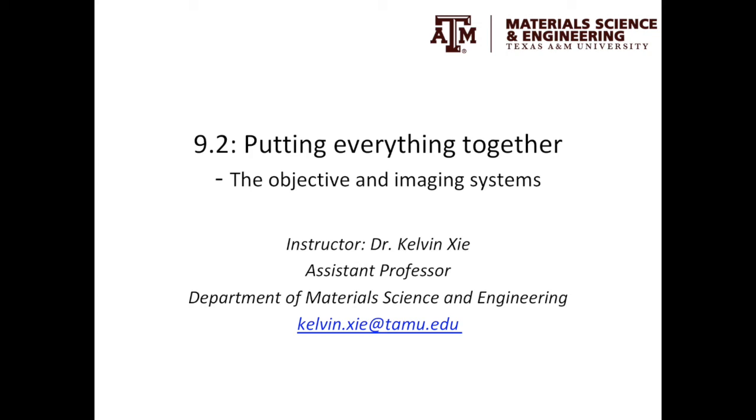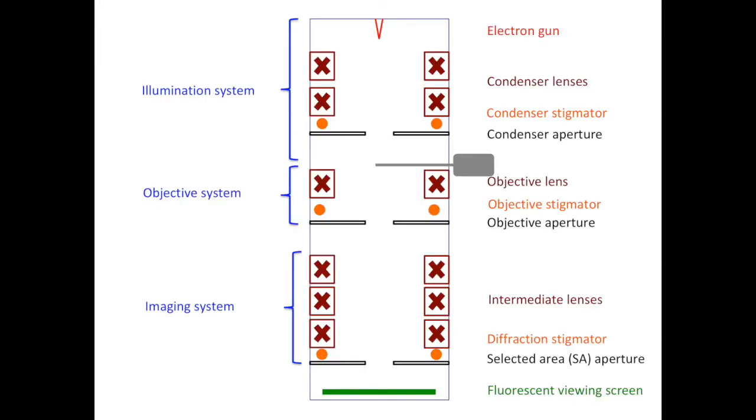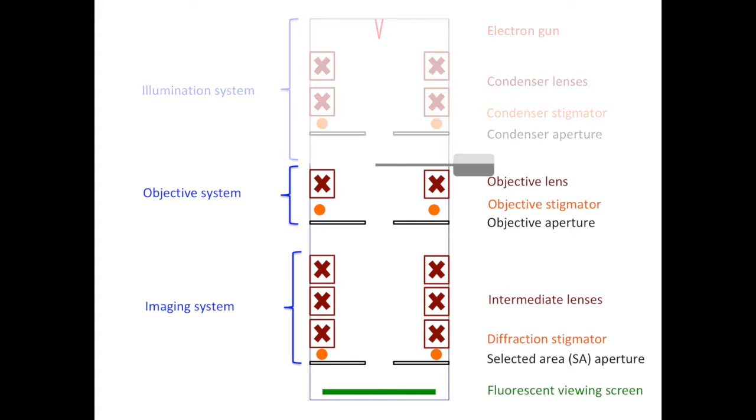Welcome back. In this video, we'll continue our journey to put everything together in TEM. In the previous video, we looked at the illumination system, that's from the electron source to the upper side of the specimen. We're now in a good position to focus on the objective system and the imaging system. We start from the bottom surface of the specimen to where the electrons are getting detected.